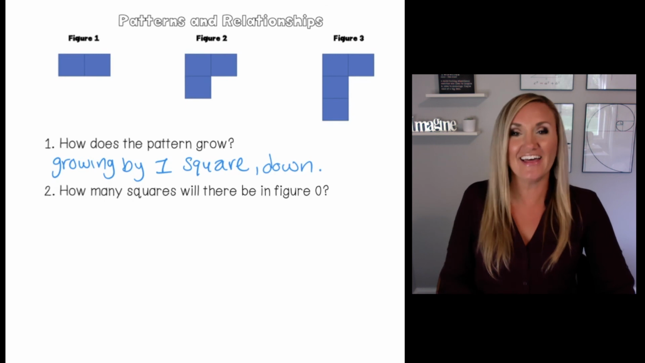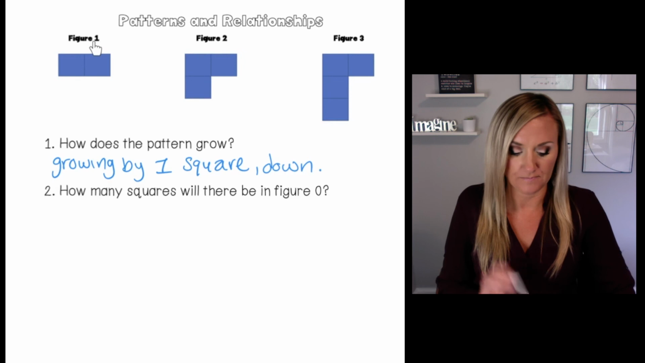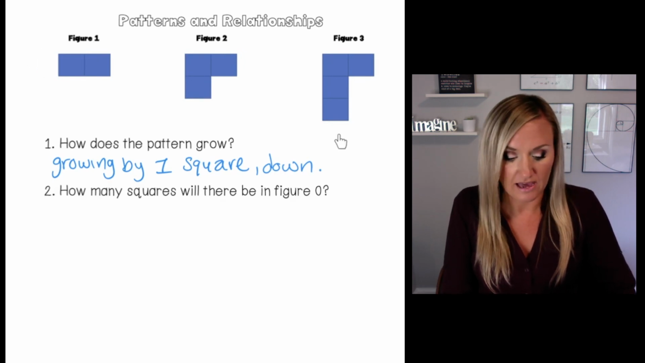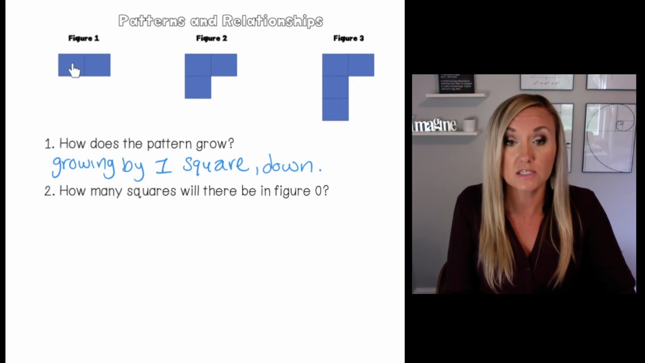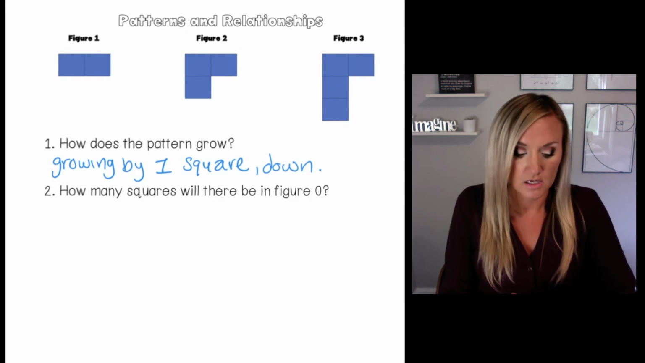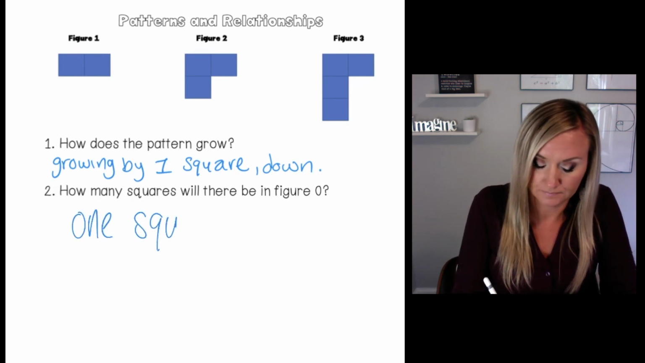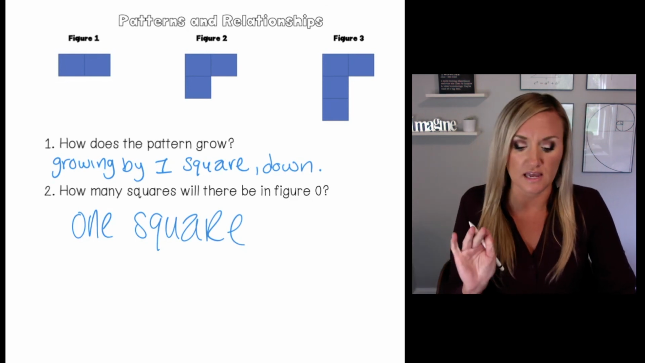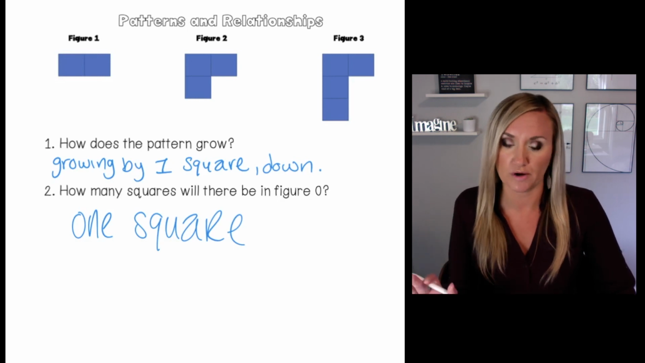Okay, we're good. And then how many squares will there be in figure 0? Okay, so if this is figure 1, figure 0 would be right here, right? And that means that if it's going backwards, so like this to here, it looks like it's losing this one, and then it's losing this one. So this is the first square that would go away. So how many squares would be figure 0? There would be 1 square. And if it asks where would that square be, we would say that the square to the left would go away and we would be left with the square to the right.